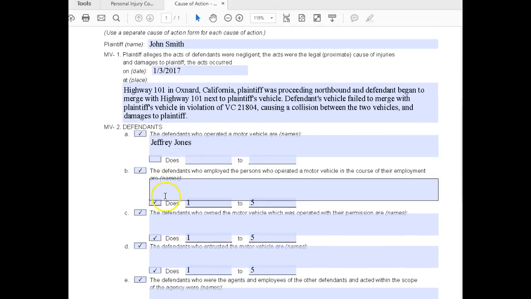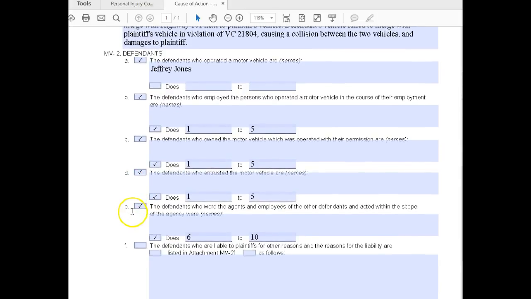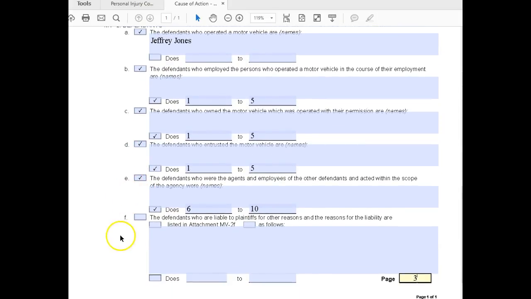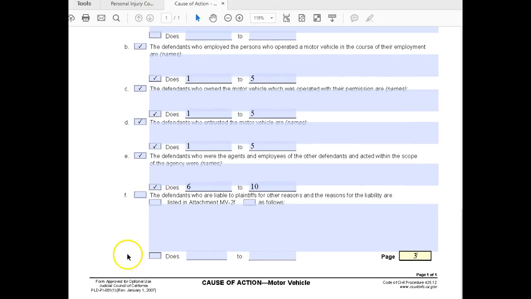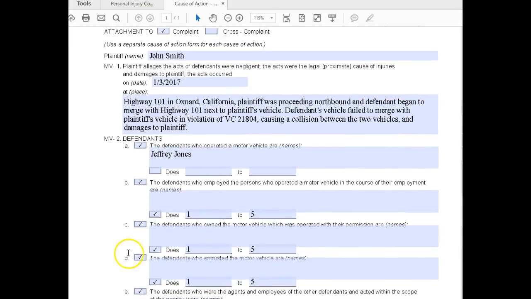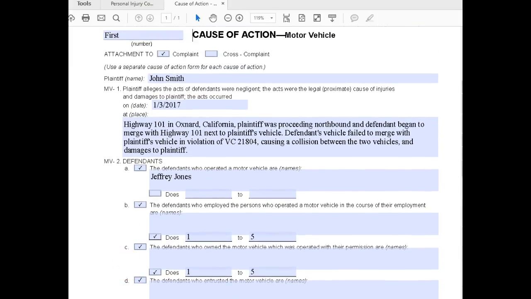And then we allege what kind of defendants there might be that we might be able to add into the cause of action later as DOE defendants. And then you're good. That's it. That is the end of the story.